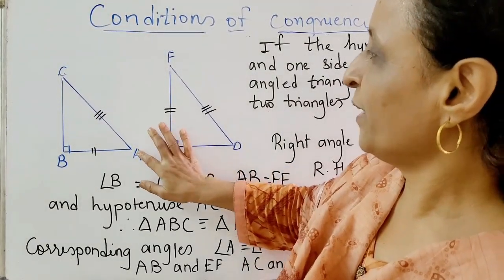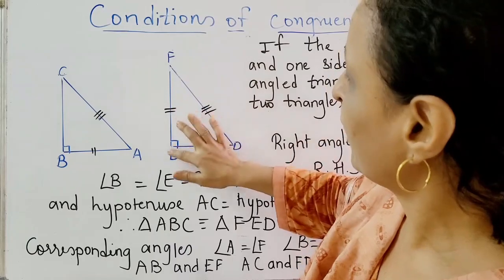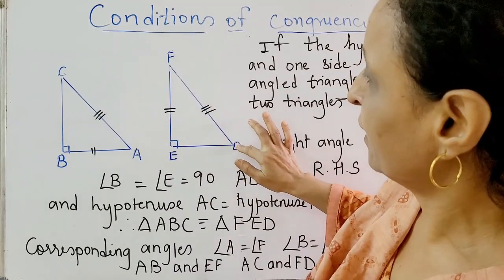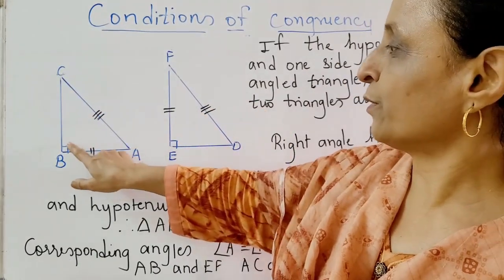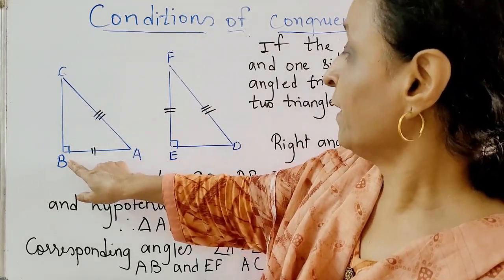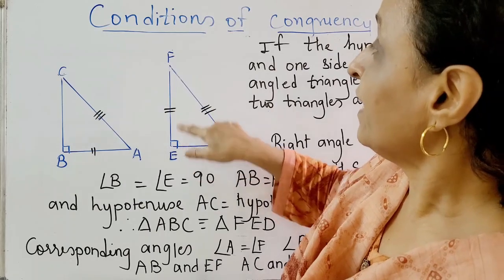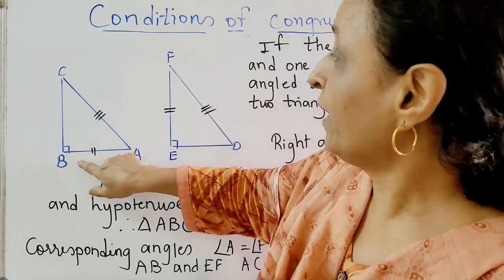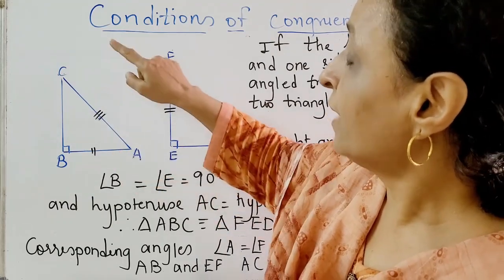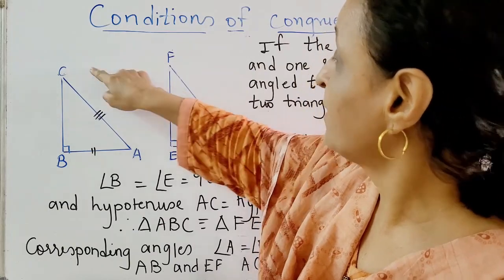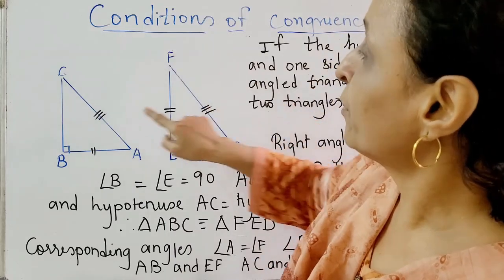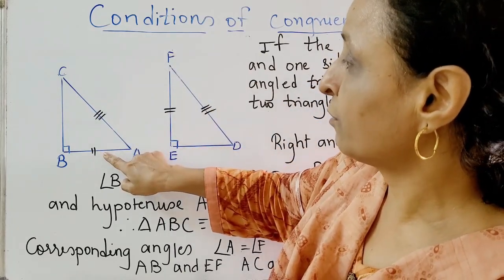Now, in the triangle ABC and FED, see the correspondence ABC, FED. This is a right angle triangle. So this is 90, this is 90. Now, this side AB is congruent to FE. See, these two are congruent. And the hypotenuse AC is congruent to FD. This is hypotenuse. And the hypotenuse is congruent and one side is congruent.